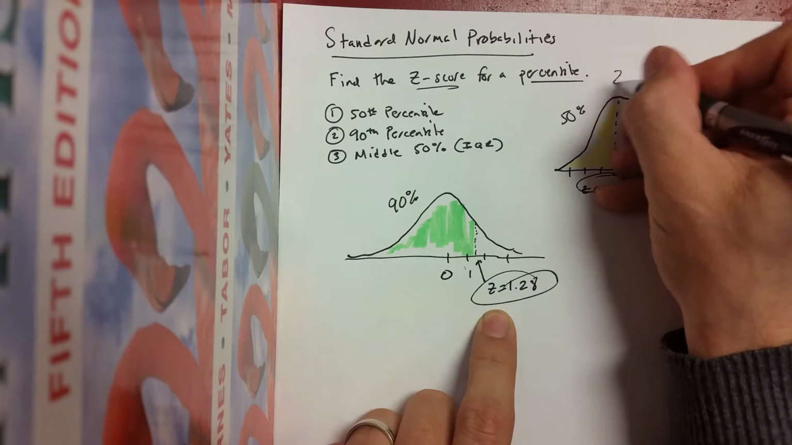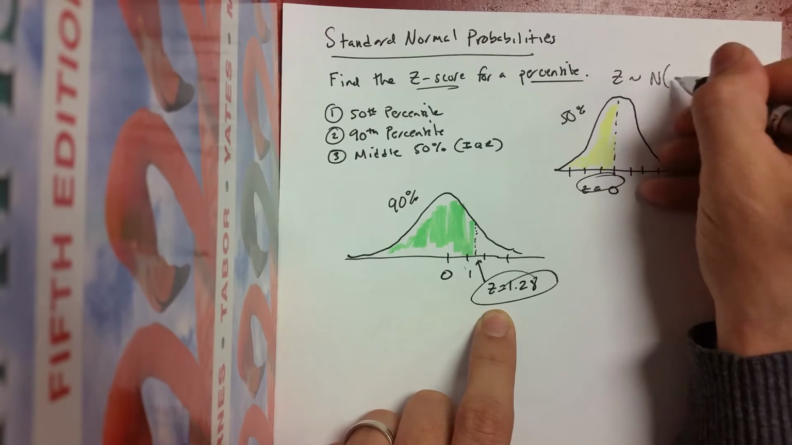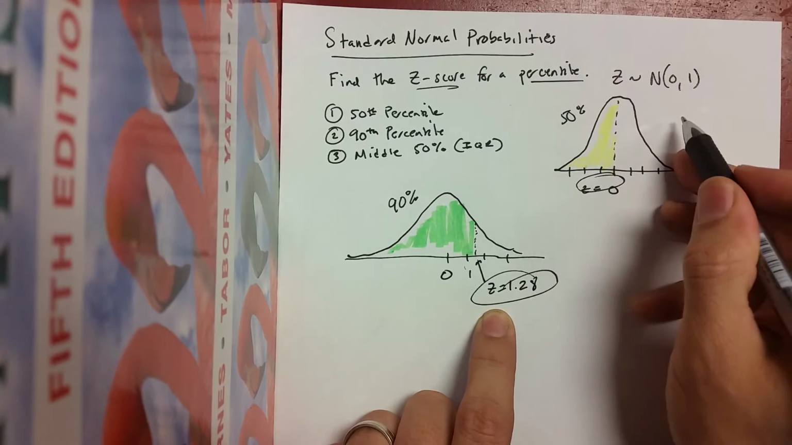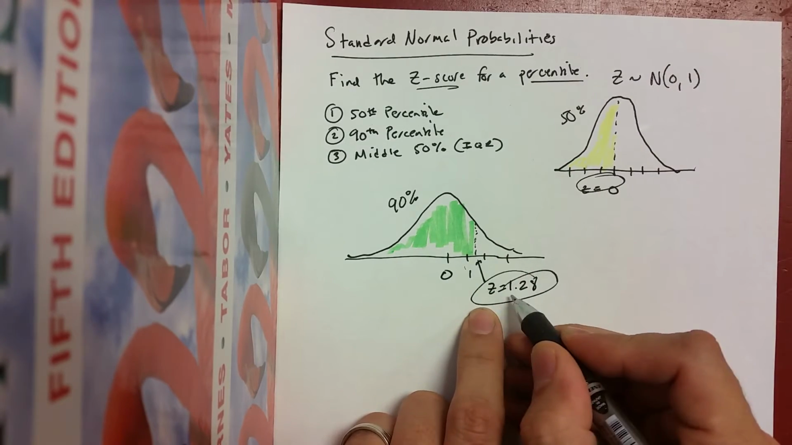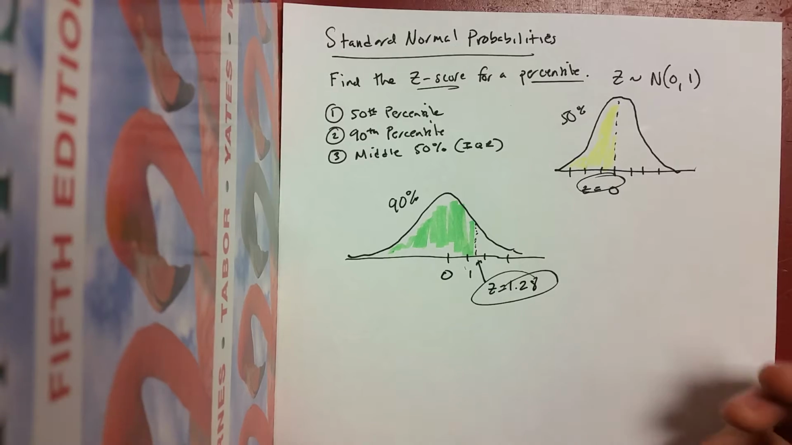Of course, I didn't write this at the top, but we're assuming that z is approximately normal with a mean of 0 and a standard deviation of 1. So for all of our z-scores, this guy right here would be the 90th percentile.